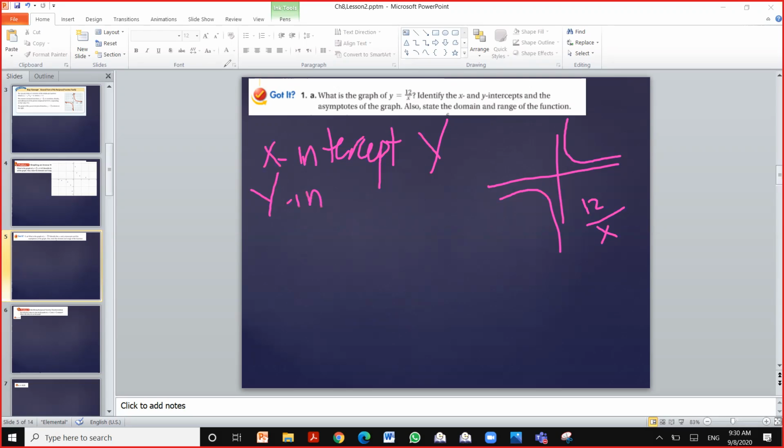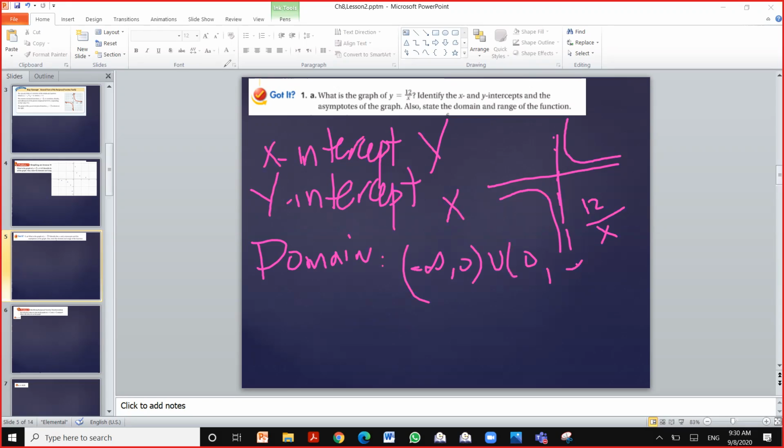For now, the y-intercept. Does the graph touch the y-axis? Also no. So there's no y-intercept. What about now the domain? Here. It is all the real numbers except 0. What about now the range?